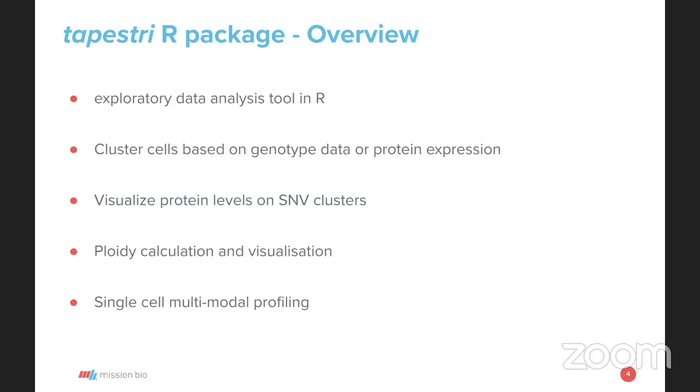The Tapestry R package is an exploratory data analysis tool which you use at the end of the Tapestry pipeline, once results are generated, so that you can start with the Loom file or the multi-omics protein and DNA files, and start analyzing your data. You could cluster your cells based on genotype and look at protein expressions. You could visualize protein levels on genotype clusters. You could look at copy number variation and combine it with the protein data. And overall, you could look at this multimodal profiling of your single cell data, which we are going to look at in a bit.